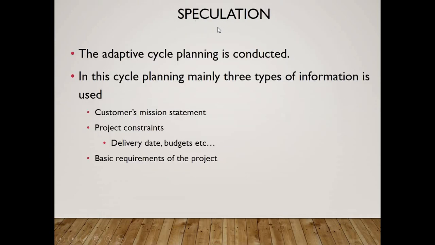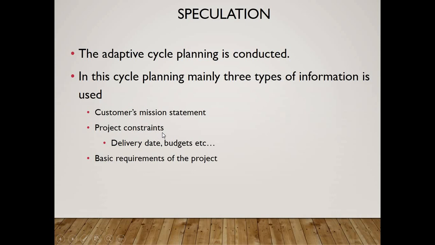So the first phase is speculation. The adaptive cycle planning is conducted. In that cycle planning mainly three types of information will be used. First is the customer's mission statement. Customer mission statement means what exactly the customer needs. In previous extreme programming we saw that there were user stories, so we can relate the customer mission statement with the user stories.